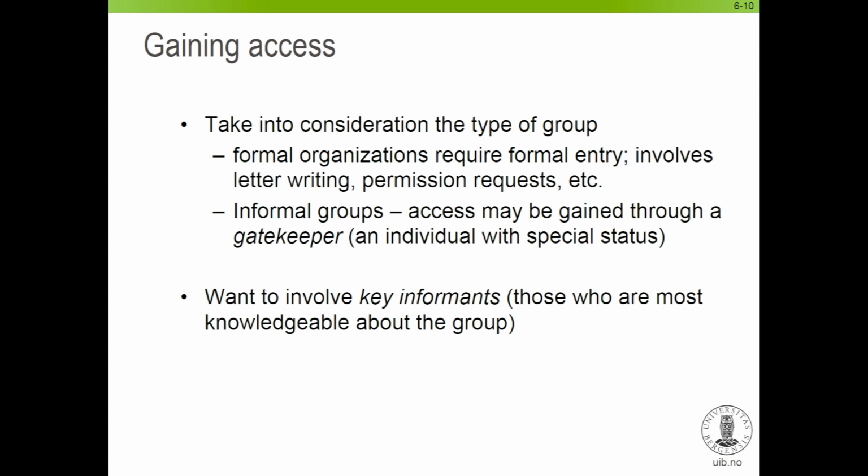Access is a challenge in qualitative research in general, and particularly so in observational studies. You have to take into consideration the type of group that you want to study. Is it a formal organization? That would require a formal type of entry. It involves letter writing, permissions, requests, and so on. While informal groups could be much easier to access and can be gained through gatekeepers, an individual with a special status which actually gives you access to, for example, an organization.